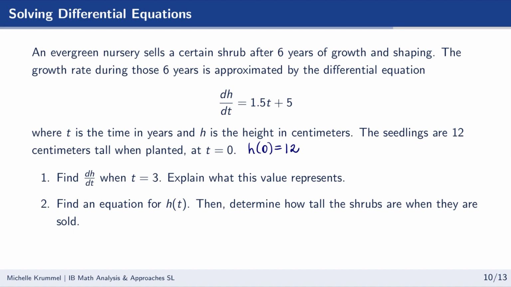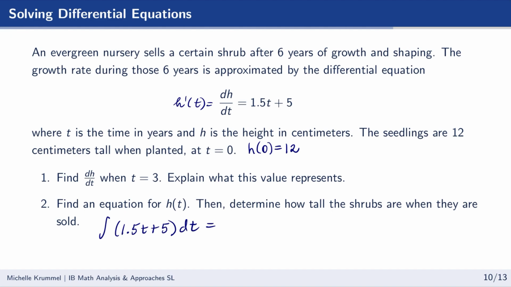For the next part, we're going to find an equation for h of t. Now, dh over dt is the same as h prime of t. So we just need to find the antiderivative of h prime of t to get h of t. So we're going to integrate 1.5t plus 5 dt. Again, we will talk more about this notation in the next lesson. But you want your variables to match. So I switched from dx to dt because my variable is a t. Okay, so this we're going to use reverse power rule.